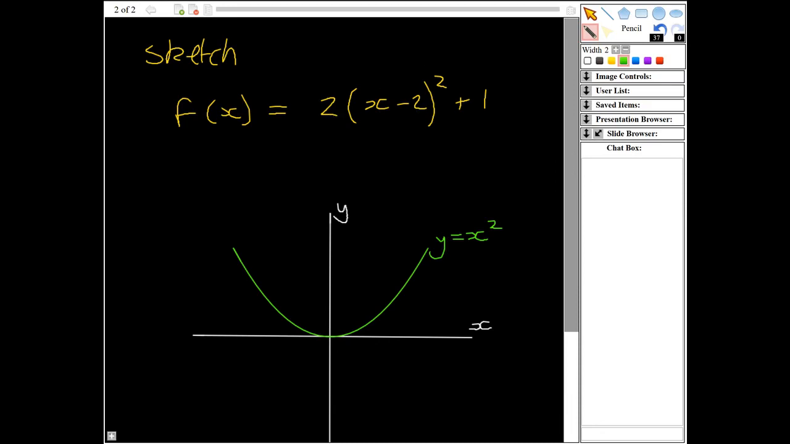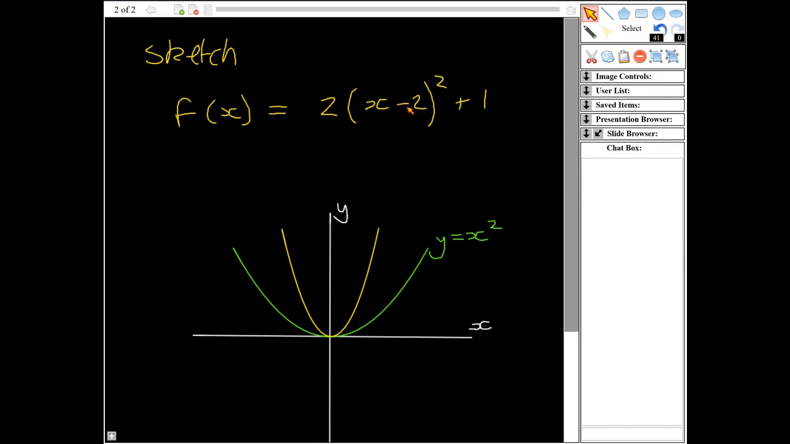So the first thing is I've got this 2 here, so I know that my quadratic is going to get stretched in the y direction by a factor of 2. So let's start by drawing a curve which looks like that. So something like that. So this 2 here is going to produce the stretch, which makes it twice as much. Then I can look at these 2, which are translations.